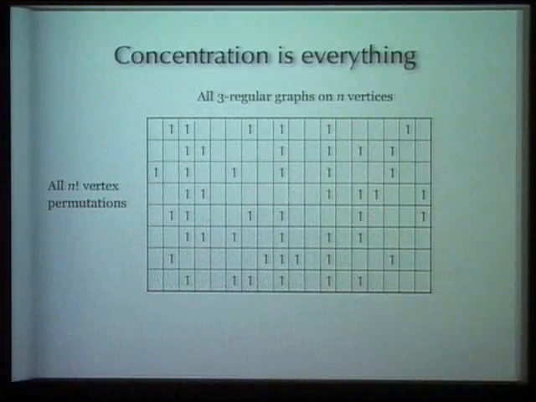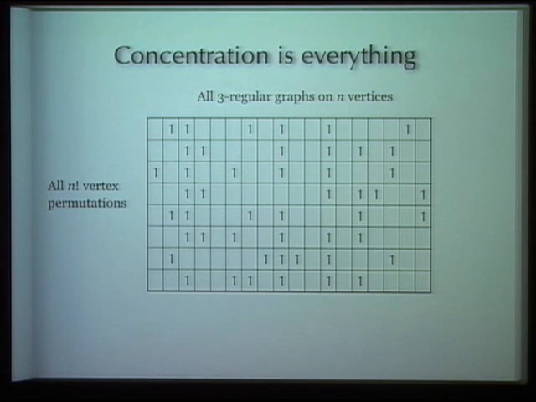So imagine we have this very big matrix. Each column of this matrix corresponds to a 3-regular graph. We take every 3-regular graph that exists, and we create a column for it on n vertices. Then for each of the n factorial possible permutations of the vertices, we write down whether this is a Hamiltonian cycle for this particular graph or not. So this gives us a very big 0-1 matrix.